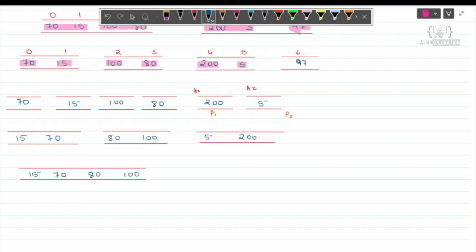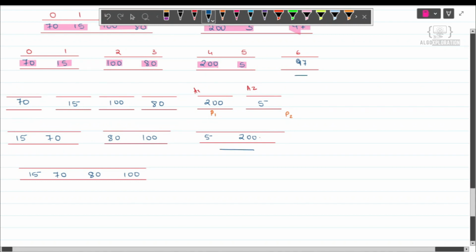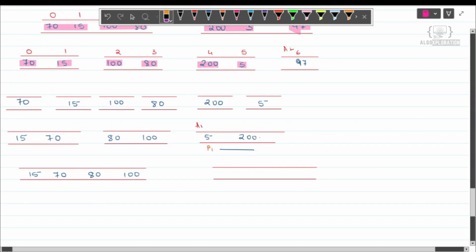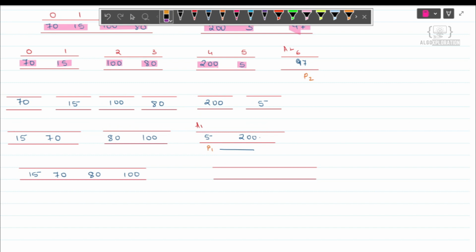Now we have to merge these two arrays, this one and this one. This will be our A1 and this will be our A2. P1 will be this and P2 will be this. Now we will check whether A1 of P1 is less than A2 of P2. Yes, it is. So we will copy 5 here and we will simply increment P1.